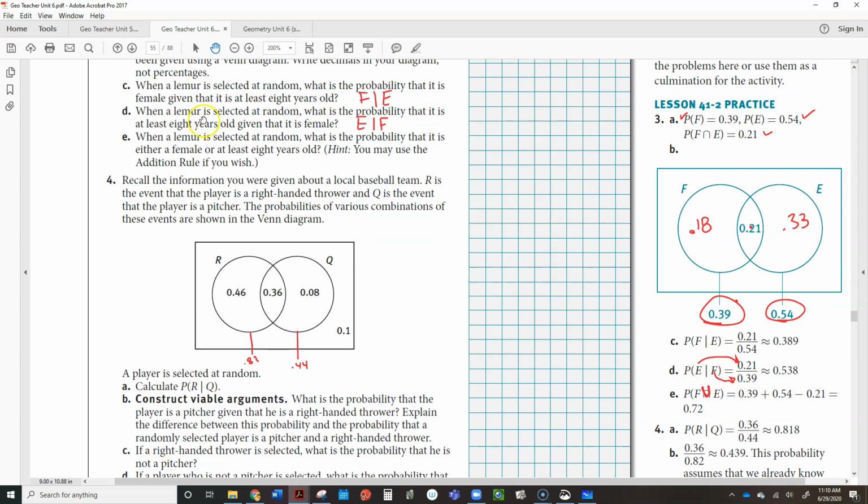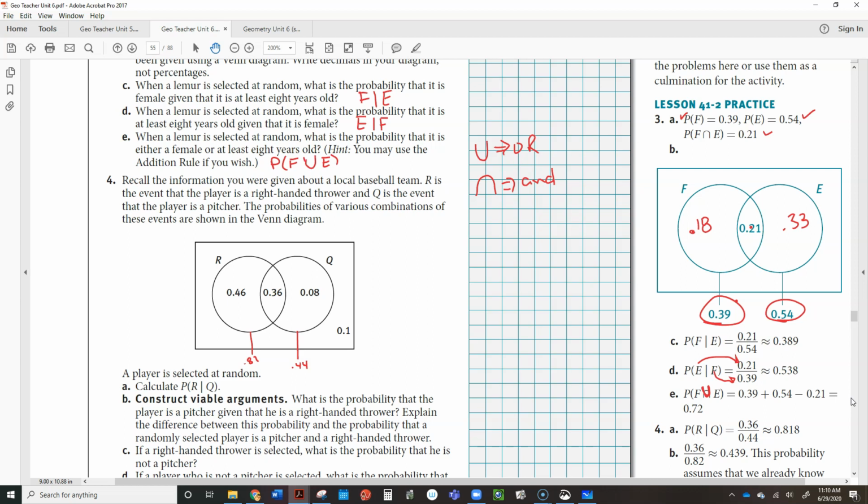And then E, when a lemur is selected at random, what's the probability that it's either female or. Now there's a typo in the solution guide, the teacher's edition. Or should be, this is the symbol for or. This is the symbol for and. So it should be the probability that it's female or 8.